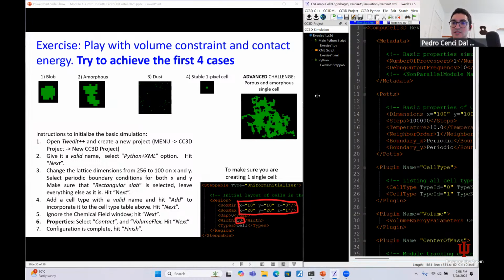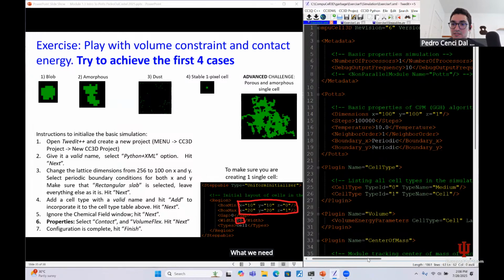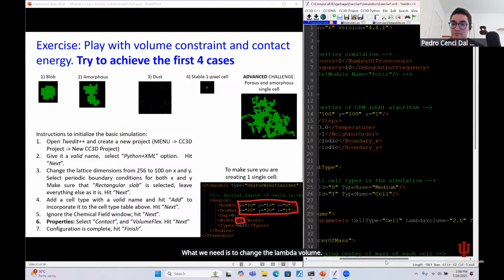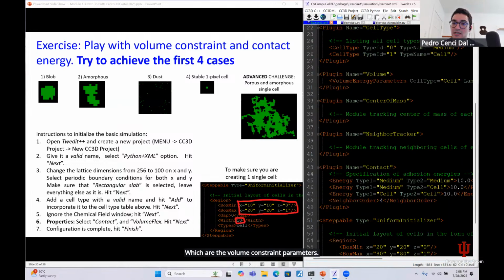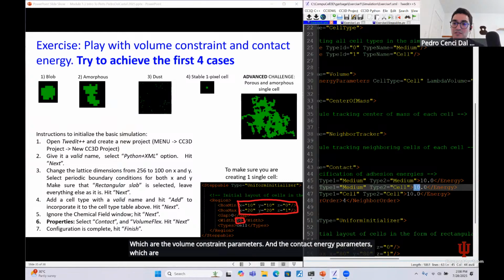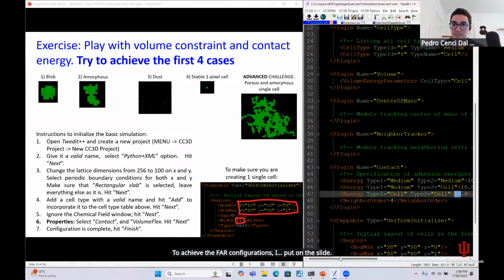So in this exercise, what we need is to change the lambda volume and the target volume, which are the volume constraint parameters, and the contact energy parameters, which are these three numbers here, to achieve the four configurations I put on the slide. Okay, so that's the exercise.